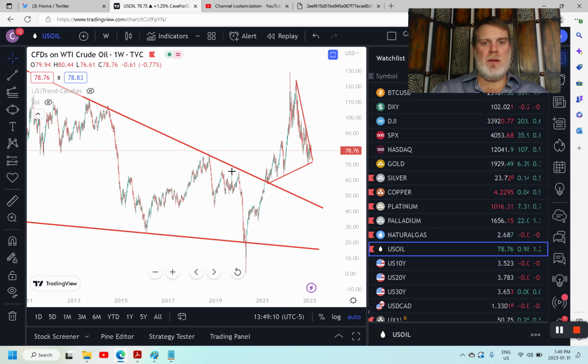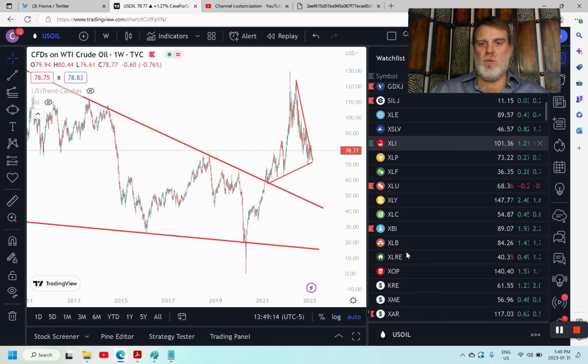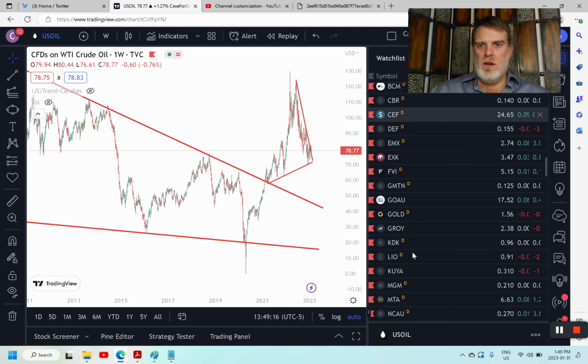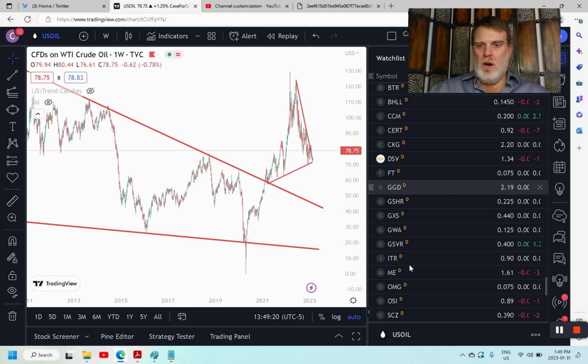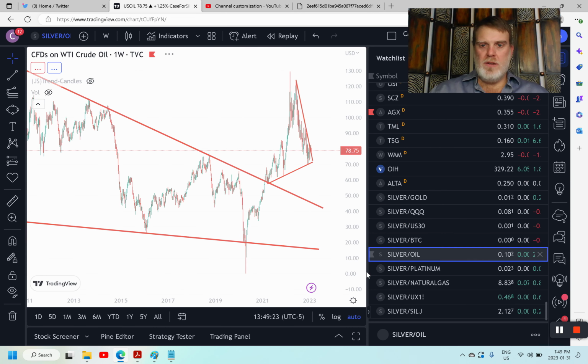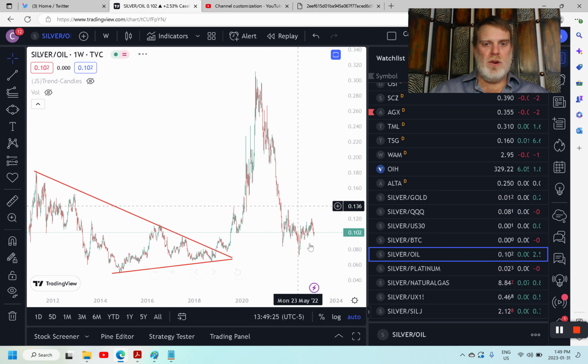So yeah, when we had that big smash down in gold and oil, sorry, that's where you see the ratio go out of whack there. So let's go back to our ratio. Where are you? You're down here, aren't you? There it is. All right. So silver versus oil, there it is.